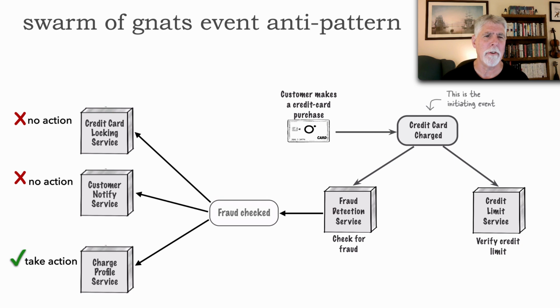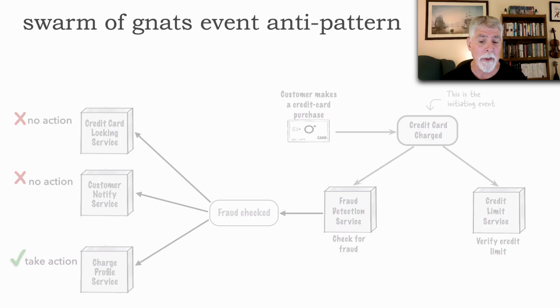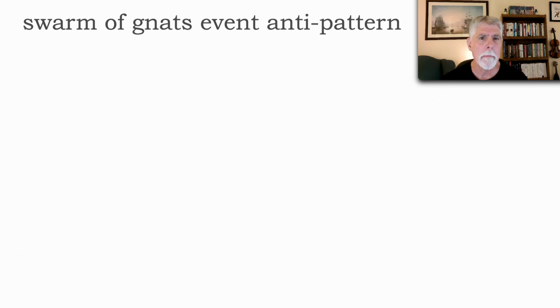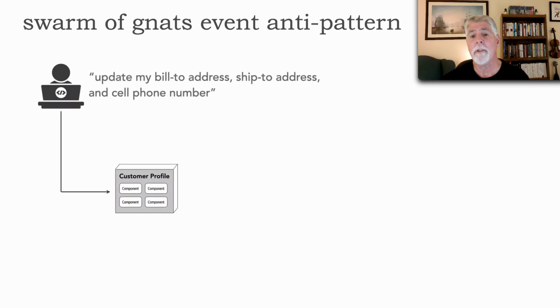What does this have to do with the Swarm of Gnats event anti-pattern? Let me show you through a separate example, and then we'll come back to this one. So let's say we've got a customer profile service. Now, the customer wants to update their bill to, ship to, and cell phone number because they moved, let's say. So they go onto the website screen, fill out all this information, and hit enter.